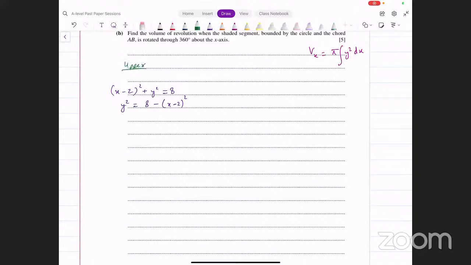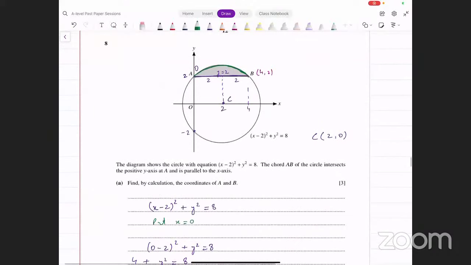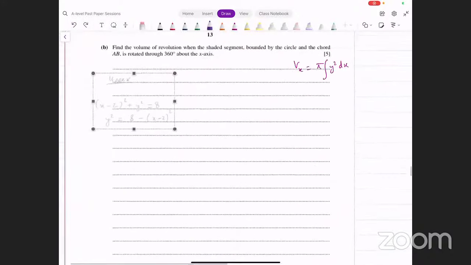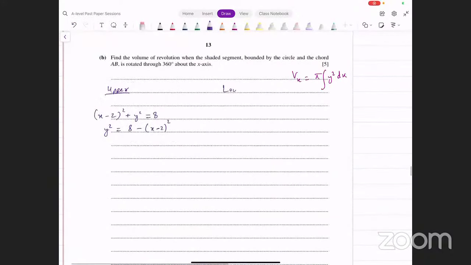This is the green part there on the graph. जो मैंने green में highlight किया, that's the upper graph. What about the lower graph? That's y equals 2. ये y equals 2 line है. So the lower graph is y equals 2. अब formula में मुझे क्या चाहिए होता है? Formula में मुझे square चाहिए होता है. So what I'm going to do is I'm going to square this as well. Y square equals 4. ठीक है.